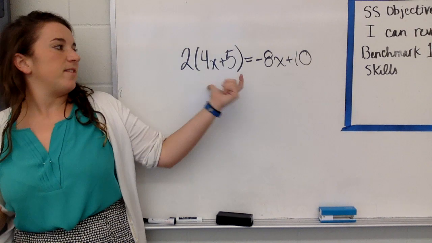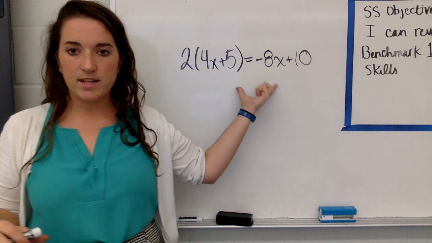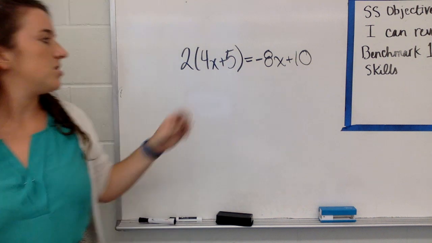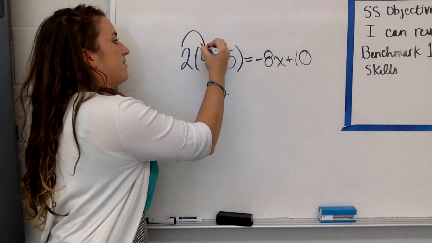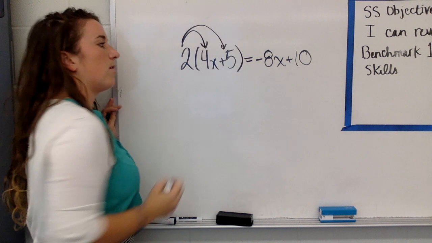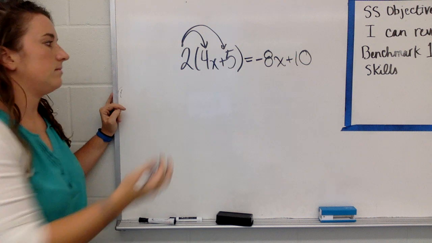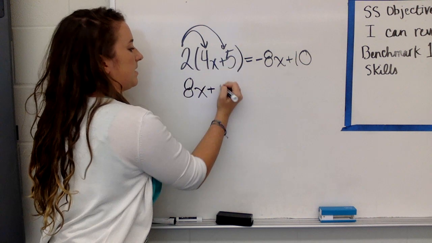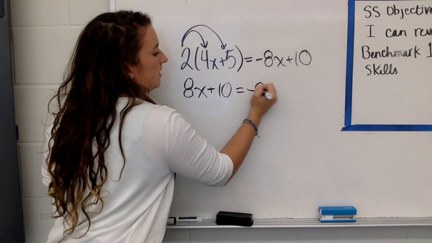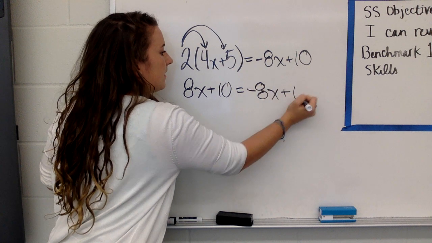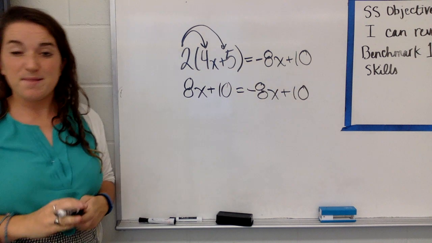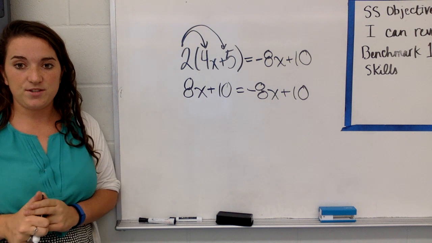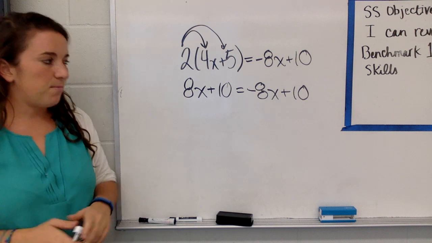All right, so now for the next one, which side of the equation can be simplified? The left, the right, or both? Just the left side. So I can distribute the 2 to the 4x and to the 5. 2 times 4x is 8x plus 2 times 5, which is 10. I keep this the same. Looking at this right here, does anybody know if it's no solution, infinite solution, or one solution? Let's keep working it through.